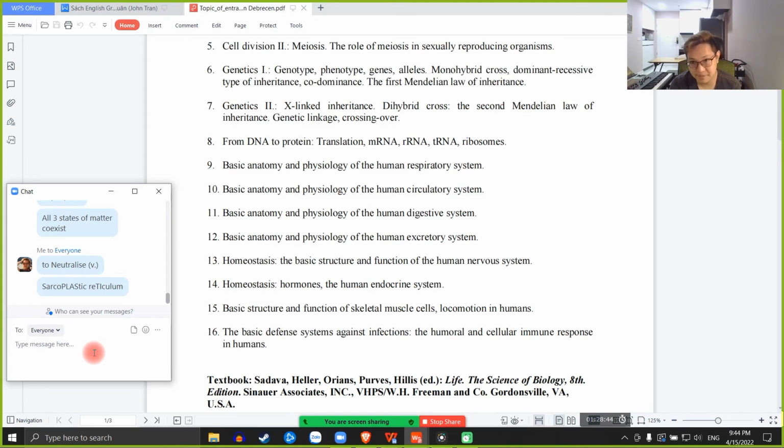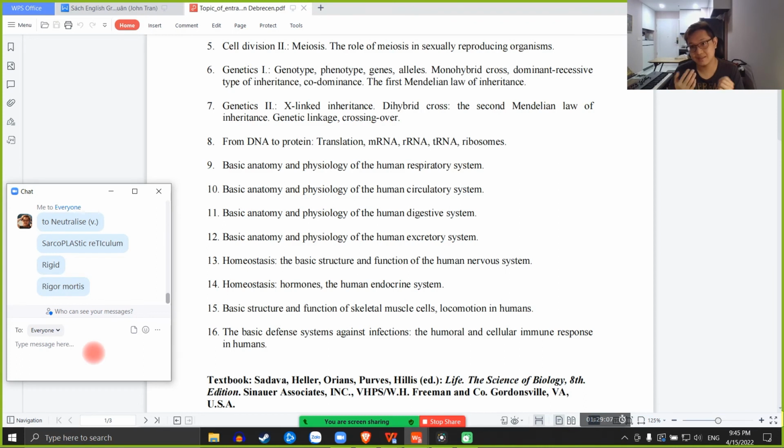So in the case of dead people, of course, there's no more ATP. So dead people, their muscle is extremely rigid. It's a situation called rigor mortis, or stiffening of the muscles when someone died.